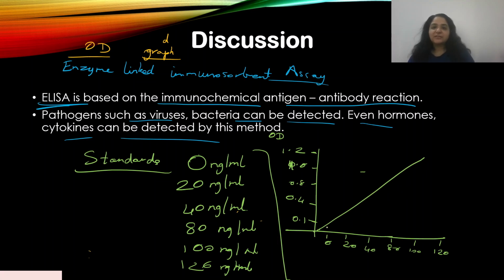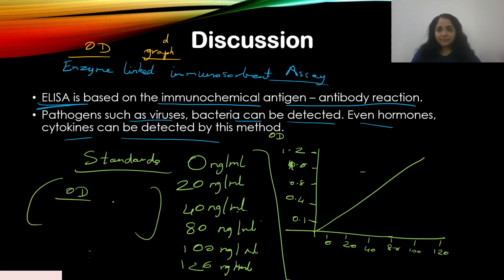Usually when you're using standards and you measure that in a spectrophotometer, you get a particular reading. Usually the kit will mention what kind of graph you're supposed to get, whether a straight line graph or a curve graph. But for our purpose, let's say we get a straight line graph at the end of the experiment of the standards. Now we have this particular graph with us. We have already measured the optical density of the unknown samples.